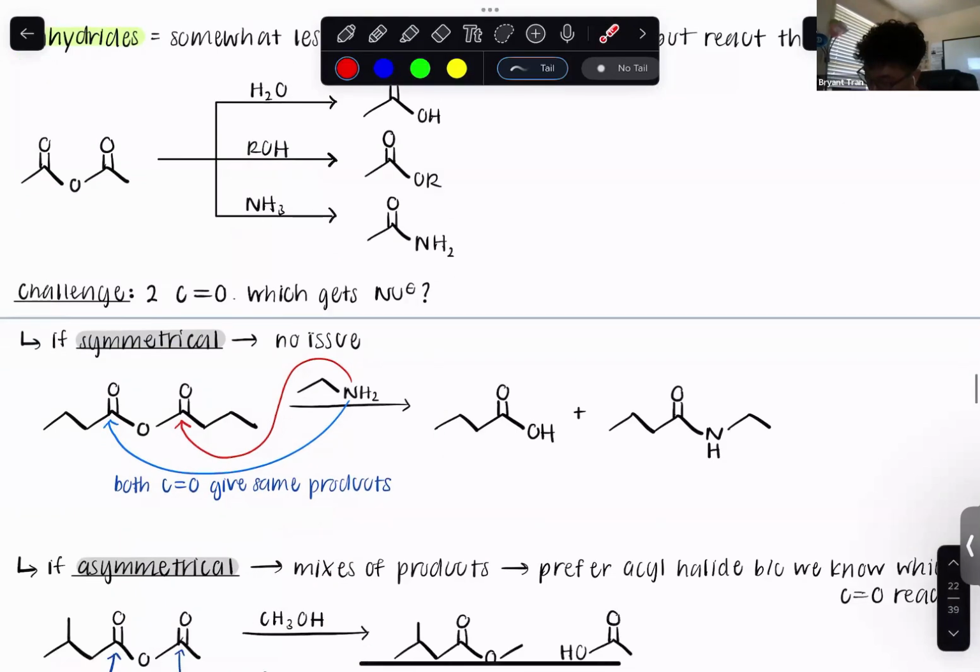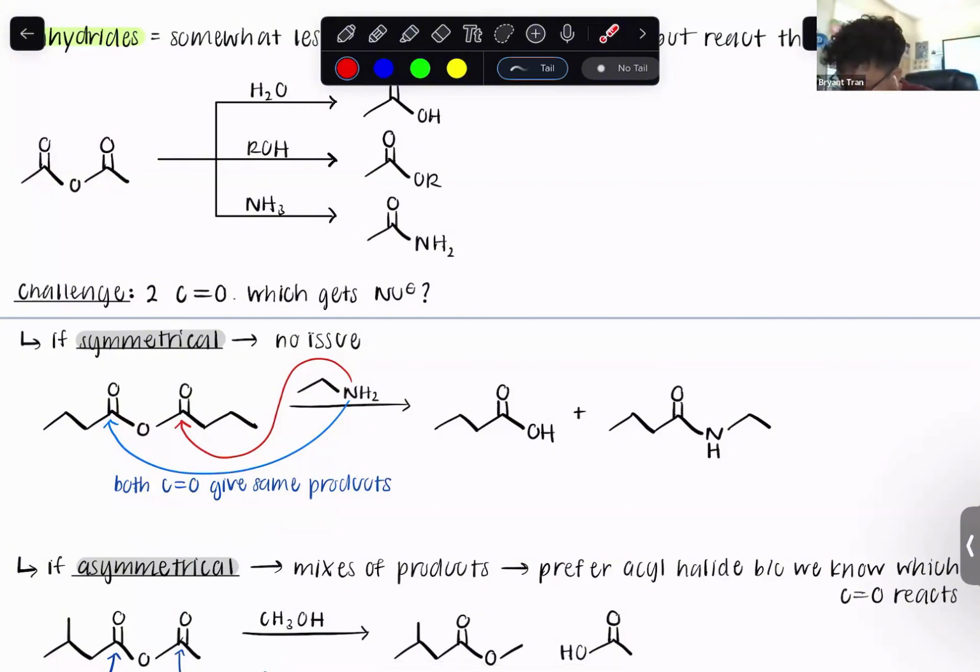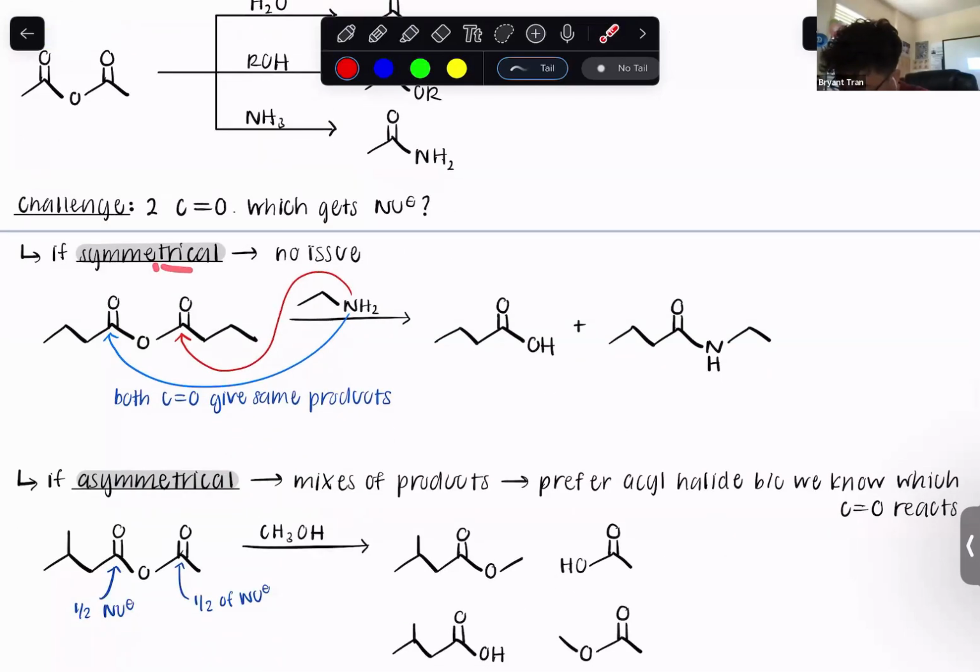Now, here's a challenge. There's 2 carbonyls, right? Which one is going to act as the electrophile? Which one's going to be the leaving group, right? Which one is going to get attacked by the nucleophile? For the symmetrical anhydride, it doesn't matter, right? Because you're going to get the same answer either way. Like, let's say this right here in red is the electrophile.